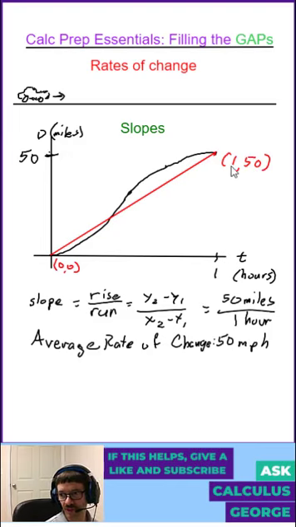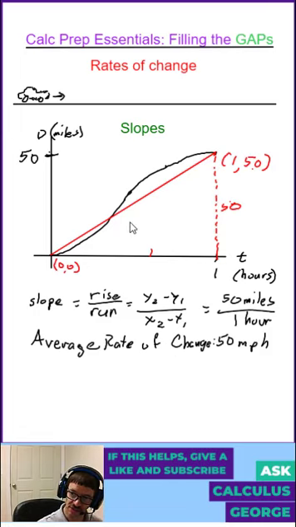So again, if we think of this as rise over run, this is the rise, and over here this would be the run of 1 and the rise of 50. Or you have y2 minus y1 over x2 minus x1, which would be 50 minus 0 all over 1 minus 0. That's your 50 over 1, or 50 miles per hour. Again, this would be the average velocity.